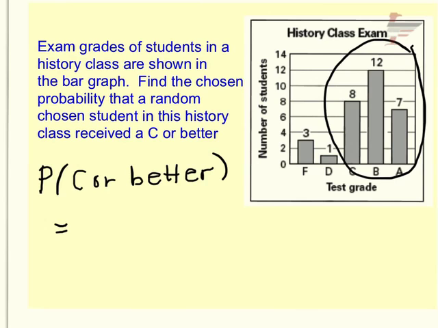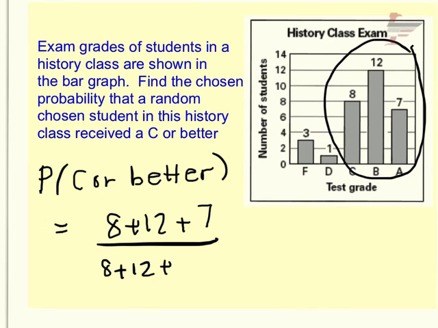So I know that that probability is going to be 8 plus 12 plus 7 out of all of the students. Well, all of the students are A, B, C, and the D and the F students. So 8 plus 12 plus 7 is 27, and then plus 4 more is 31. And then you can type that on your calculator. And 27 divided by 31 is 0.871.